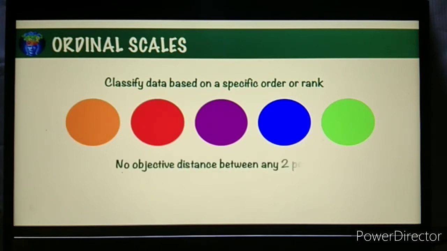The key here is that there is no objective distance between any 2 points. It is subjective. So an ordinal scale lets you interpret gross order but not the relative positional distances. Statistics used with ordinal data would be non-parametric and include median and mode, rank order correlation, and non-parametric analysis of variance.